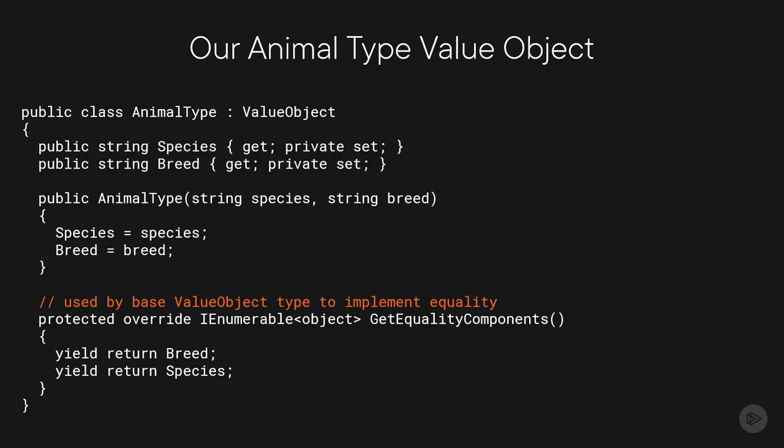Another value object that we can point out here is the animal type. This is just to give you an idea that our value objects can be extremely simple. In this case, animal type is just a combination of the species and the breed of a particular pet or patient that we're dealing with at the vet clinic. And there's not a whole lot of other behavior here, but it does provide us with a container by encapsulating these two related properties together as a single value object.